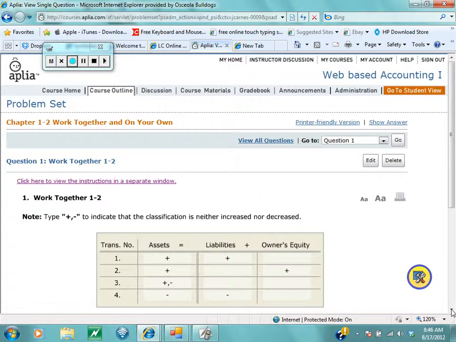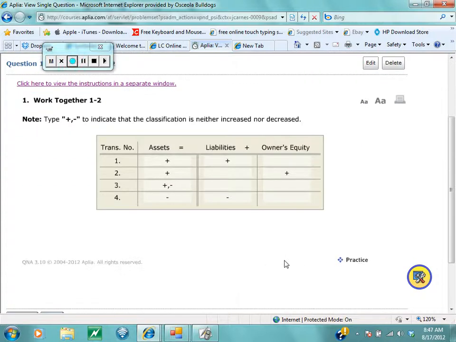Now, you will have the option, once again, to check your answers. Please do on your own, and then after you're done with on your own, do 1-2 application.